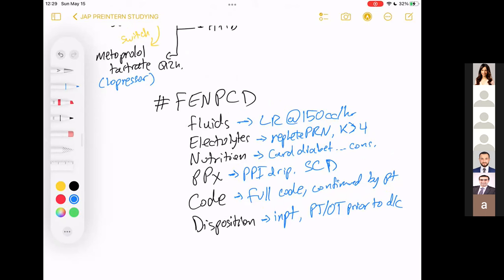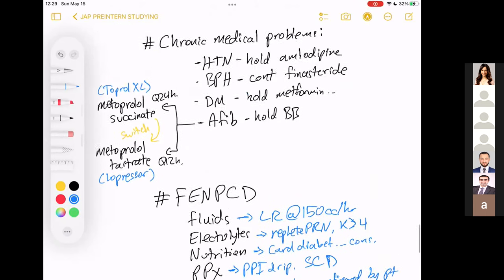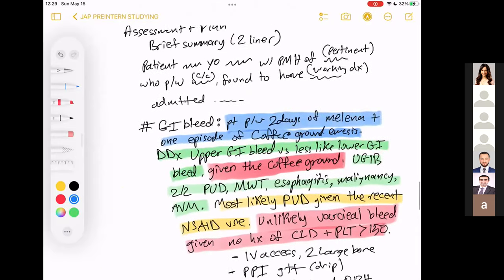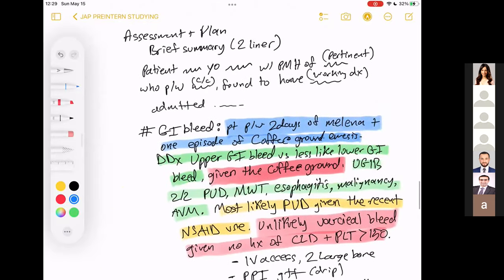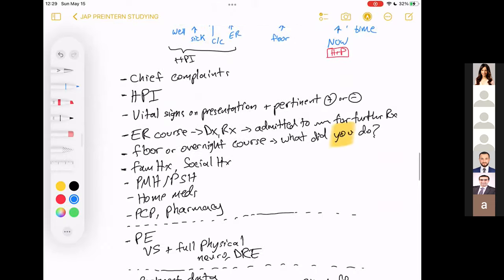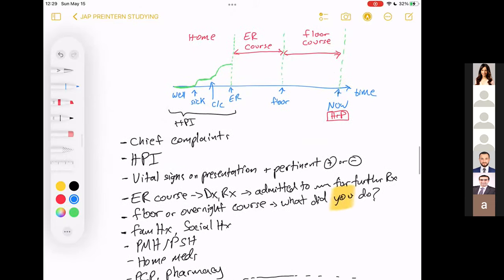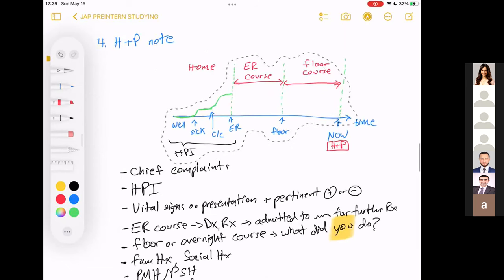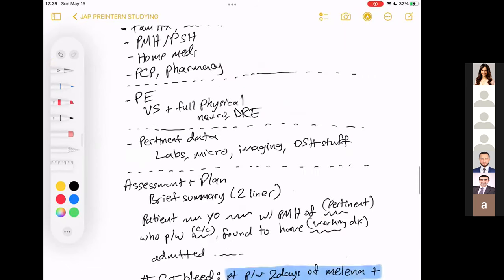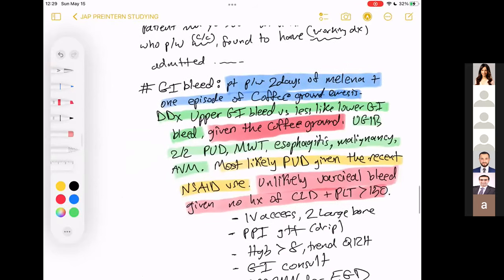What will be the main difference between the history that you write in the assessment and the things you write in the HPI? So in the HPI, we're just writing a story. We're just writing the story of the patient, what happened to them and what brought them to the floor and all that stuff. That's your assessment. Your assessment will contain differential diagnosis.